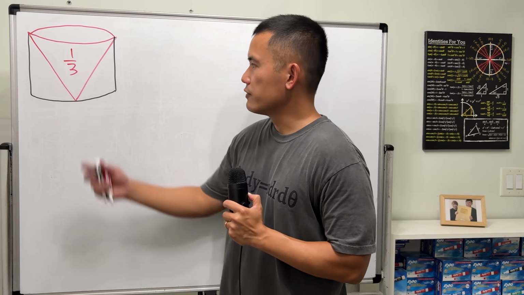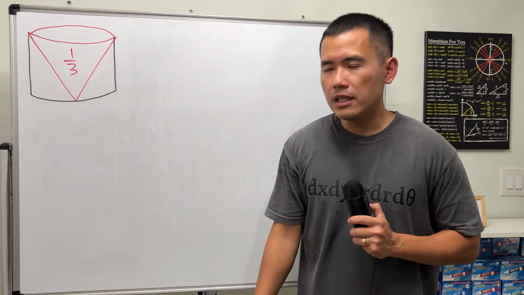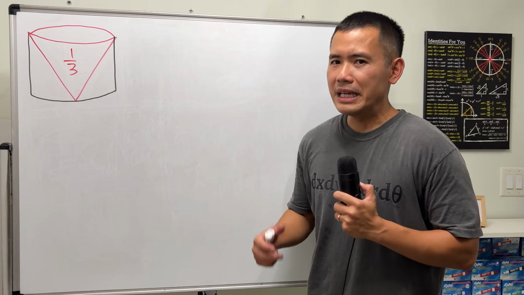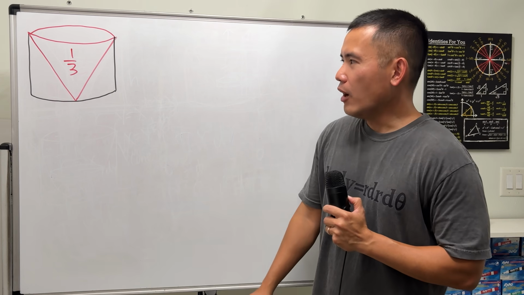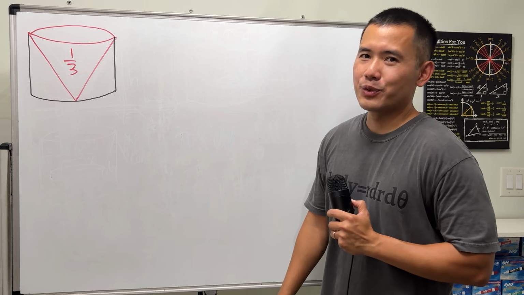Now, I've always been wondering the following. Suppose this is a bucket of ice cream. If you just take this amount out, you are only eating 1/3 of the bucket of the ice cream, which is not so fun. I want at least half of it. So the question is, how are we going to do it so that we can actually take out half of the amount of the ice cream?